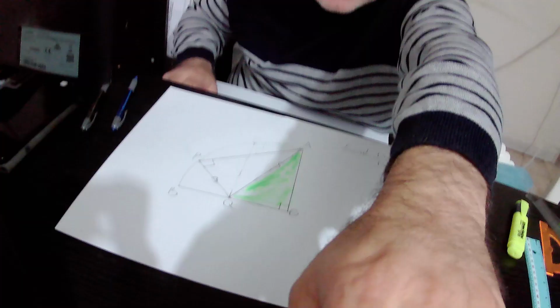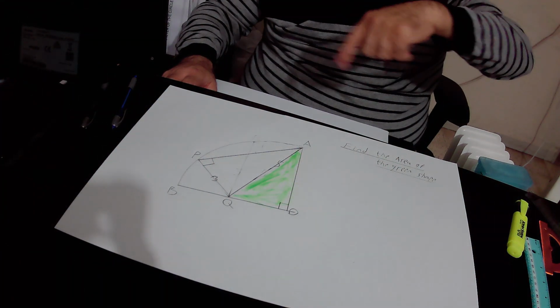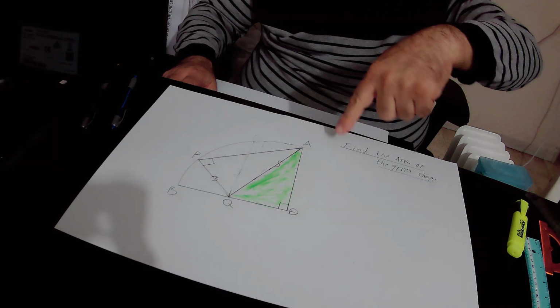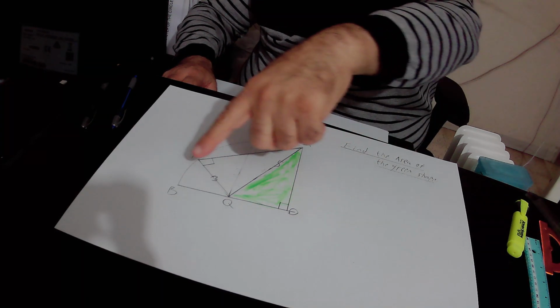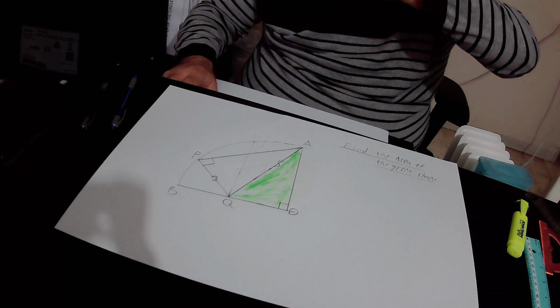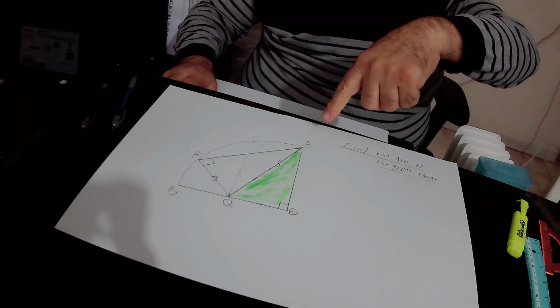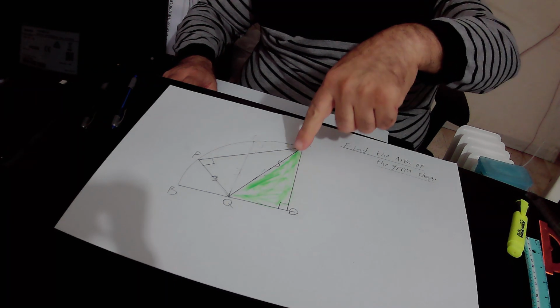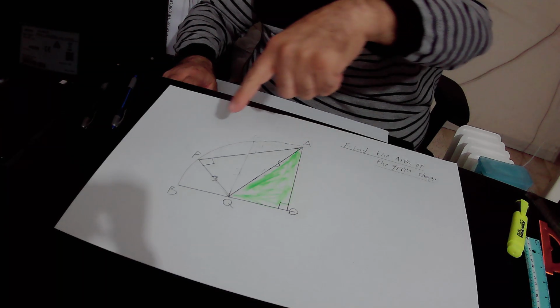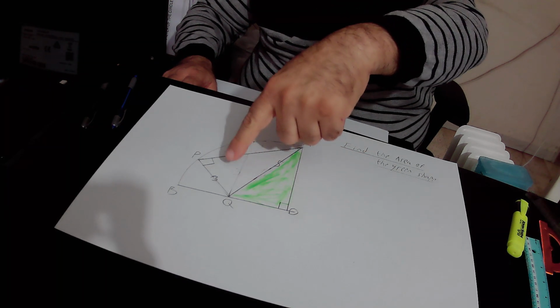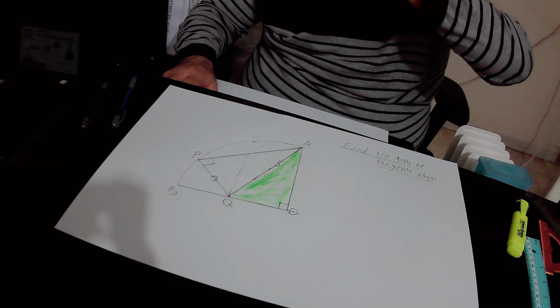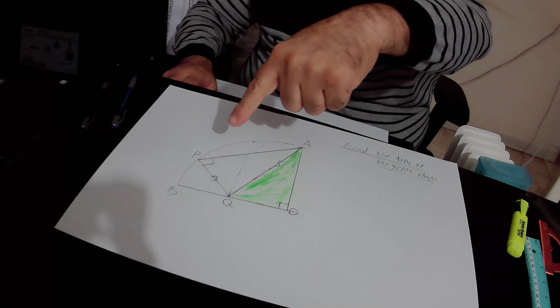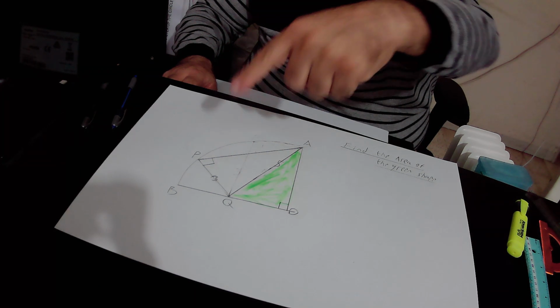In this lecture, we'll find out the area of the green shape. In the drawing, we have quarter circle A or B. It is a quarter circle. Inside this quarter circle, we have line segment AQ that is equal to 5 units. Line segment PQ equals 3 units. And also, this angle APQ equals 90 degrees.